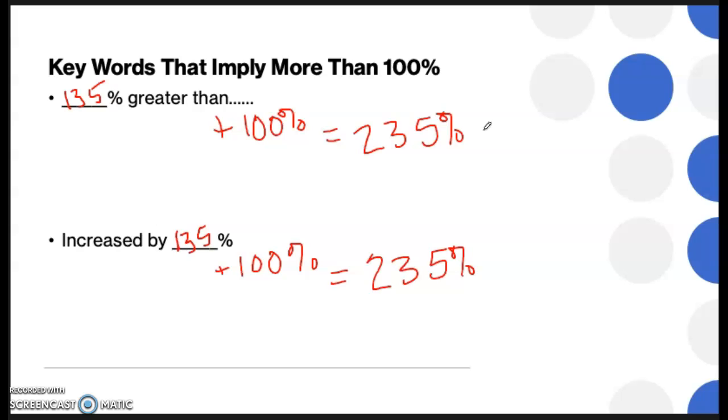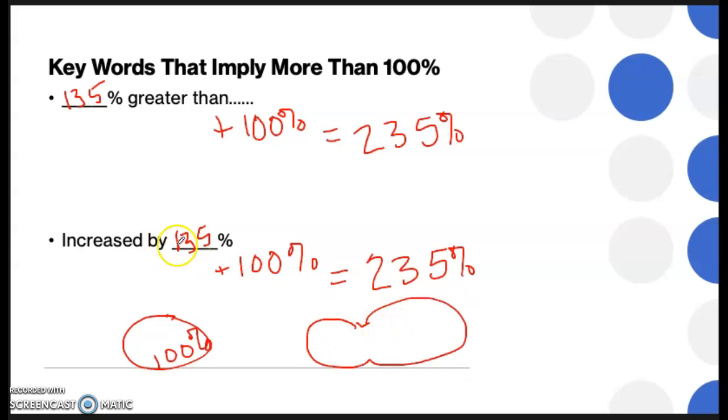These are just keywords that are signals that say make it 100% more. It's on top of the original. You know, you've had your 100%. If it's increased by 135%, that means it's 135% in addition to what you began with.